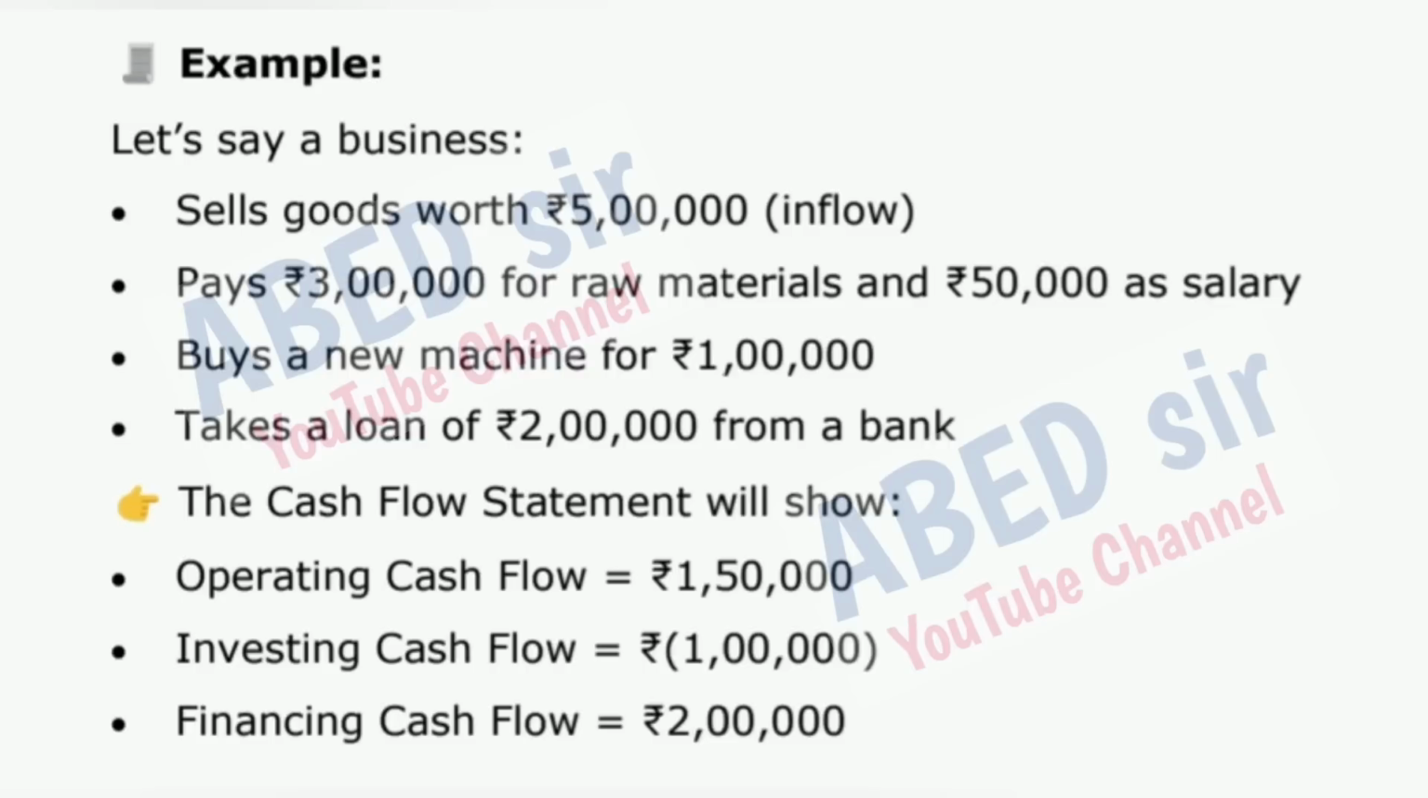Example. Let's say a business sells goods worth 5 lakhs rupees, inflow, pays 3 lakhs rupees for raw materials and 50,000 rupees as salary, buys a new machine for 1 lakh rupees, takes a loan of 2 lakhs rupees from a bank. The cash flow statement will show operating cash flow is equal to 1,50,000 rupees. Investing cash flow is equal to 1 lakh. Financing cash flow is equal to 2 lakhs rupees.